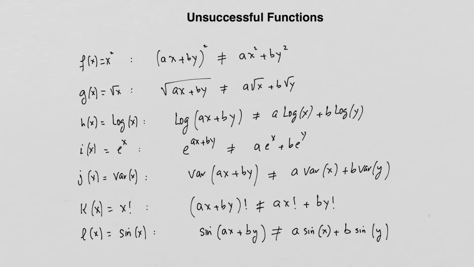Factorial function. We know 3 plus 2 factorial as an example. We know it's not 3 factorial plus 2 factorial, right? Because that's 5 factorial, which is 120, that's 6, and that's 2, and 6 plus 2 is 8, and 8 is not 120. So we know the factorial doesn't work.